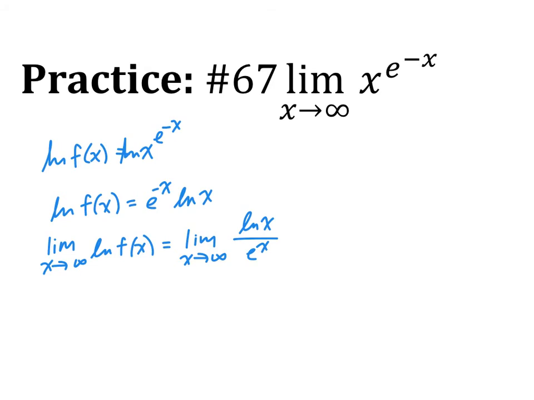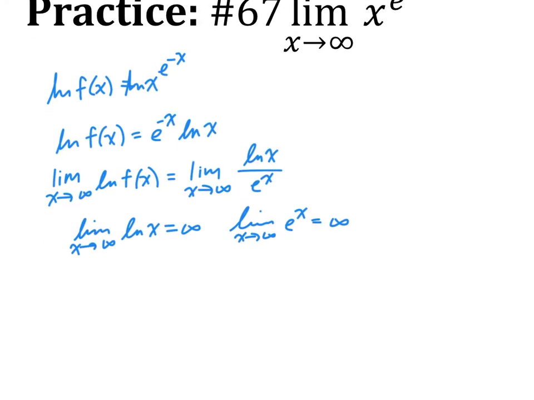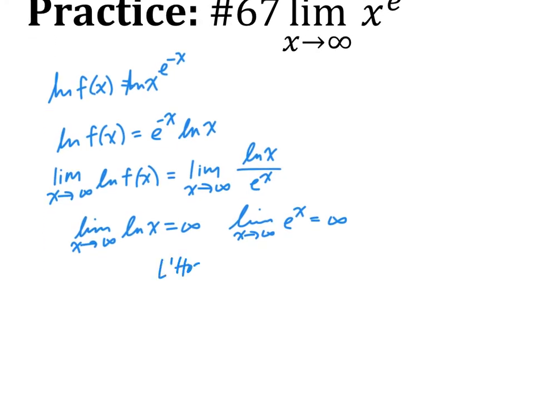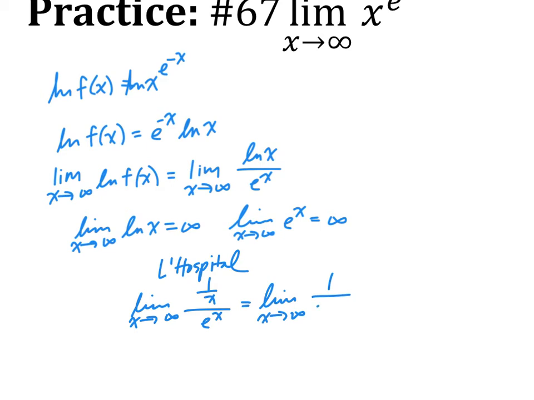You're going to see that it is, again, a situation where we can use L'Hopital's rule. Okay, so use L'Hopital's rule. Take the derivative. 1 over x over e to the x. Okay, simplify that. Limit as x goes to infinity of 1 over x e to the x. This is going to be 0.